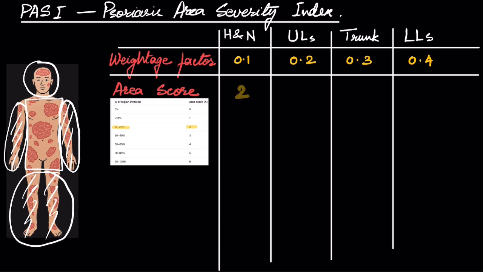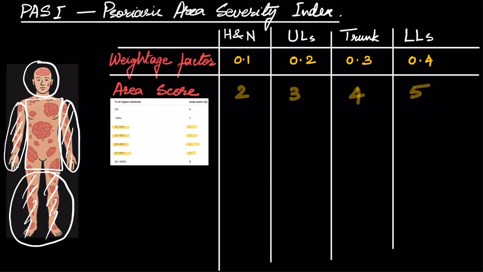And upper limbs, we say 35% or 40% was involved. Area score will be 3. If say chronic plaque psoriasis involved roundabout 60% of the trunk, area score will be 4. If both lower limbs together, we see that 80% of lower limbs were involved with chronic plaque psoriasis, area score will be 5.